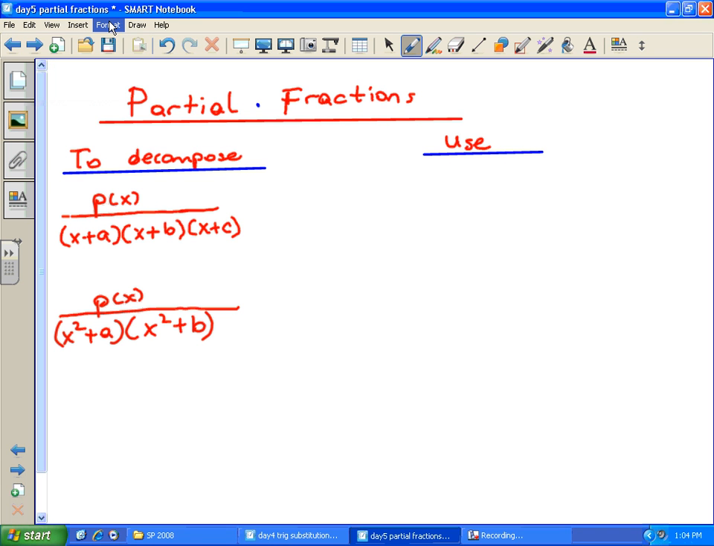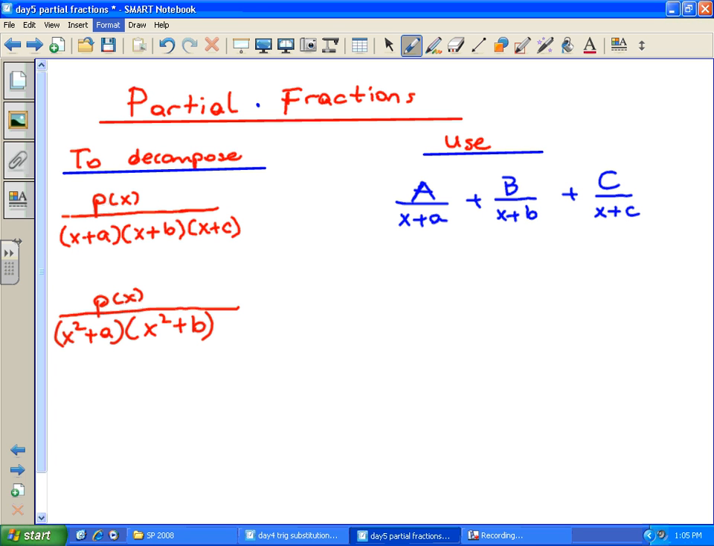So again, the technique of partial fractions to integrate different types of functions, in particular rational functions. They're in the form of a quotient, p of x, a polynomial, divided by a product of linear factors. The decomposition we're going to use is a constant A over x plus a, another constant, let's say capital B over x plus b, plus another constant, say capital C over x plus little c. So if you have linear factors in your denominator, we're going to try to separate that fraction into 3 little fractions.